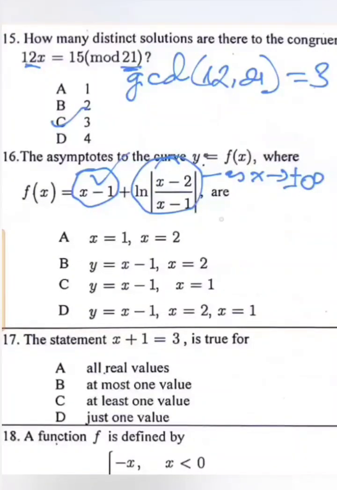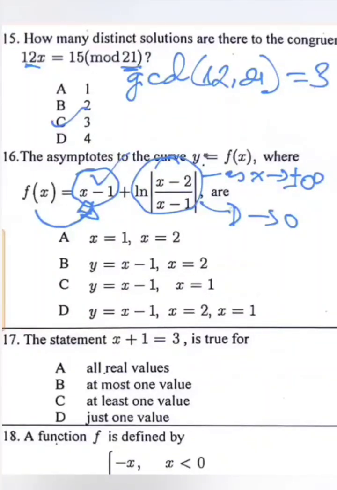You will discover that this function tends to 0 because the limit of (x minus 2) over (x minus 1) is 1, and the ln of 1 is 0. So as x tends to plus or minus infinity, this part, ln of (x minus 2) over (x minus 1), tends to 0. So f(x) will then tend to this linear function x minus 1. It implies that y equals x minus 1 is an oblique asymptote to that curve.